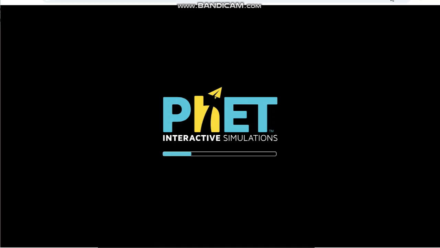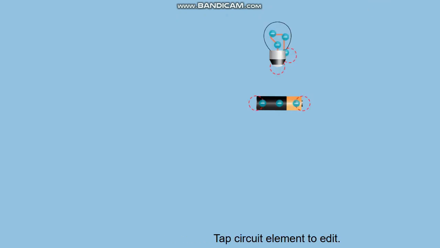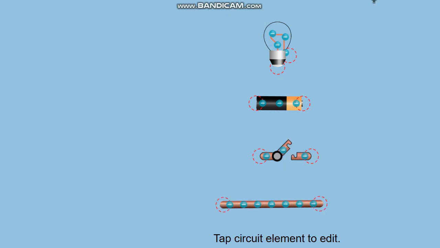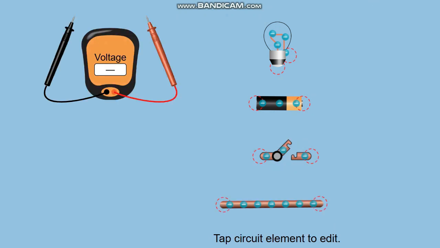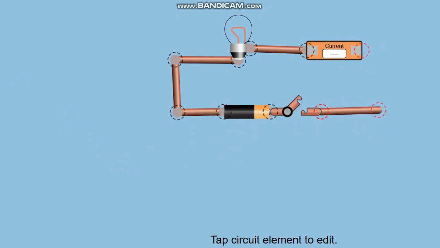Now, let us demonstrate Ohm's law using Phet simulation. The components that we need are a bulb, a battery, an on-off switch, connecting wire, a voltmeter, which is a device to measure the voltage, and an ammeter, which is a device to measure the current. The arrangement of the circuit is given as follows.